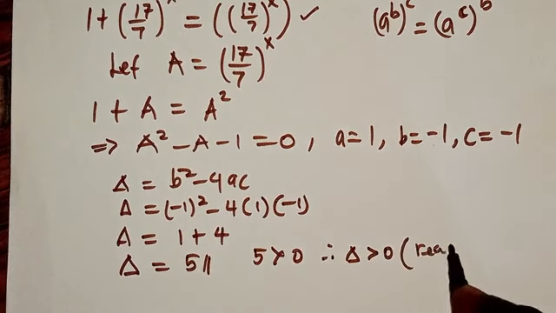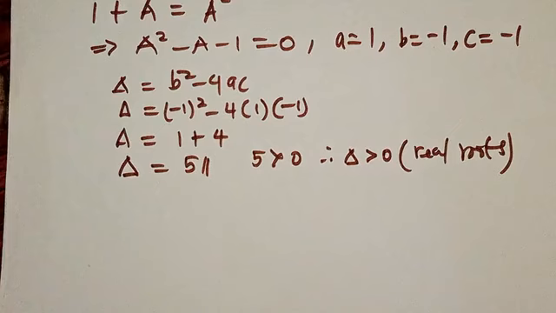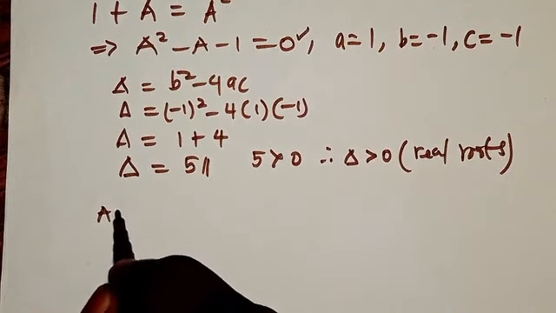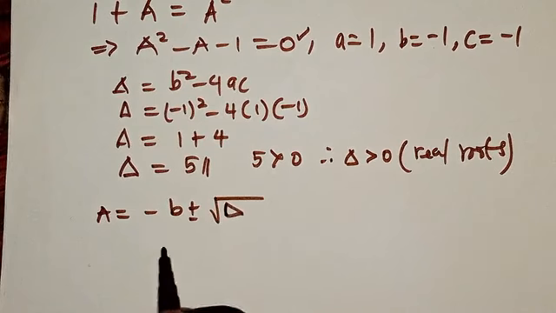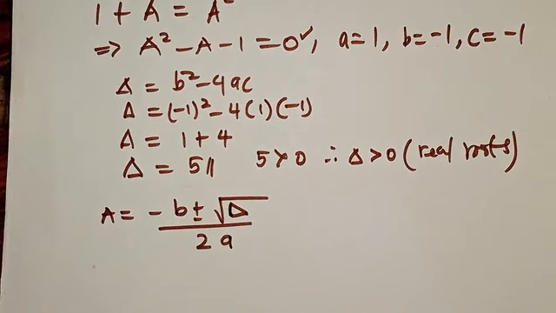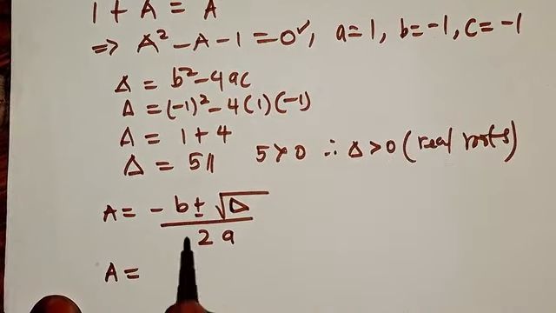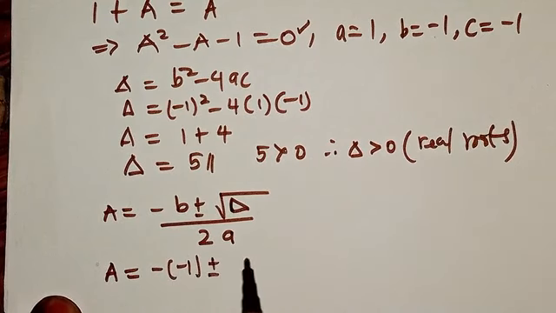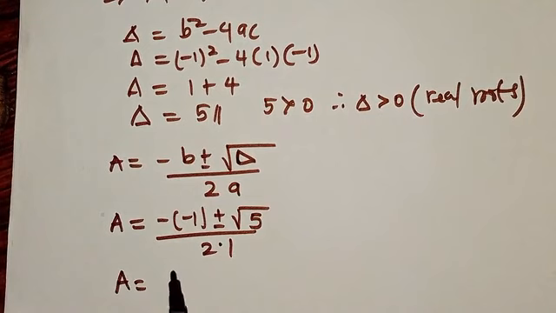Therefore, we are going to be having real roots. Okay. So now we can move further. Moving further, we're going to solve this. That is, a is now going to be minus b plus or minus the root of the discriminant over 2a, right? So a equals, b is minus 1, so minus minus 1 plus or minus root 5 over 2 times 1.